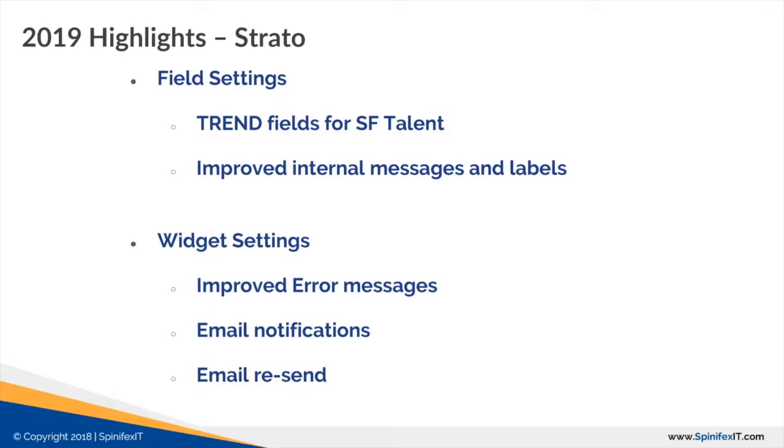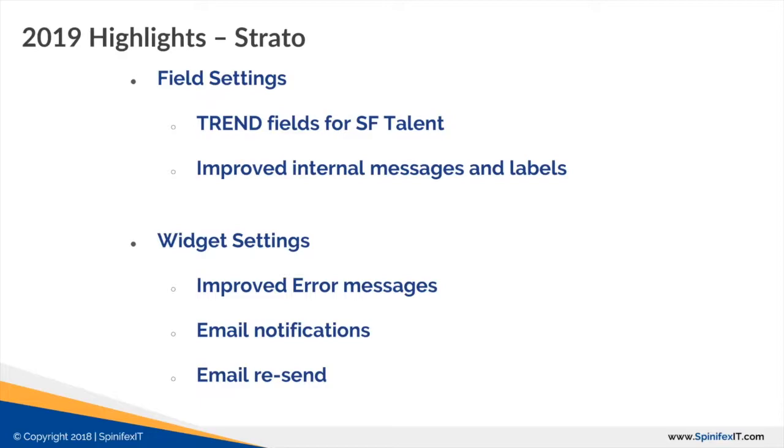The biggest change in field settings was the introduction of trend data entities and fields for the SuccessFactors Talent Catalog, which, by the way, is labeled User Catalog in Strato. Therefore, you will see these additional fields when editing field settings for the user catalog. We also enhanced some of the messages and related data labels to make them more helpful and user-friendly.